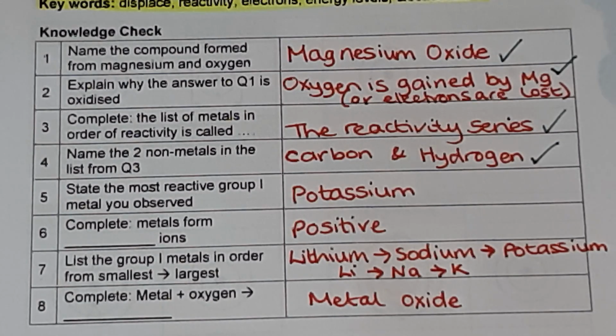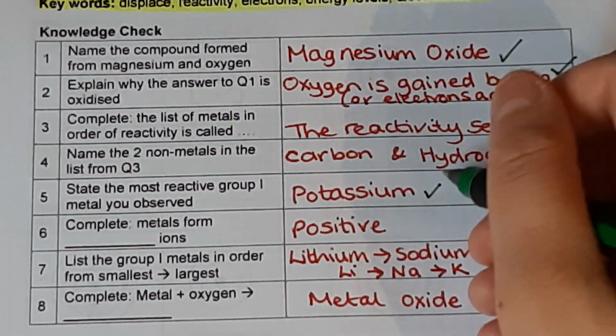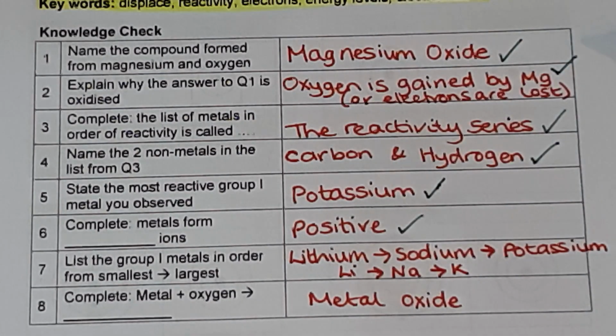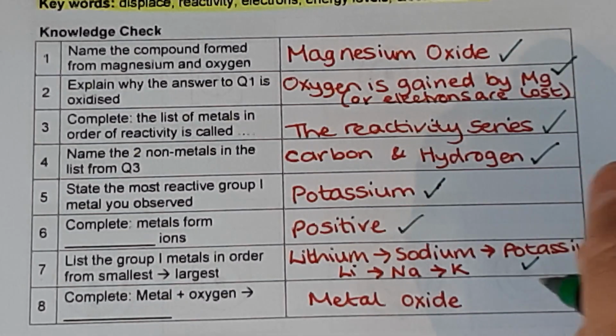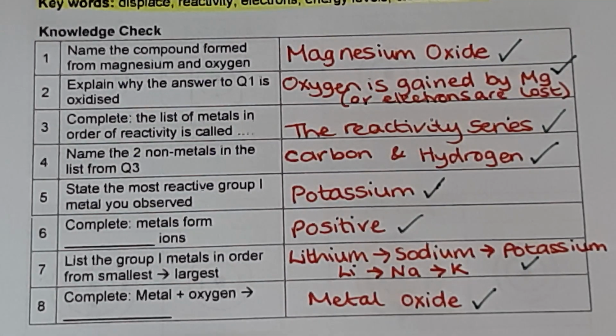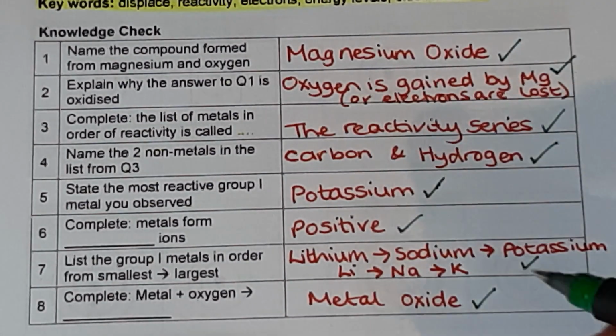Question 5. The most reactive group 1 metal is potassium, at least of the ones we're looking at. Metals form positive ions. The group 1 metals listed in order from smallest to largest are lithium, sodium, potassium, or Li, Na, and K. And metal plus oxygen is a metal oxide. So give yourself a mark out of 8 for that, please.